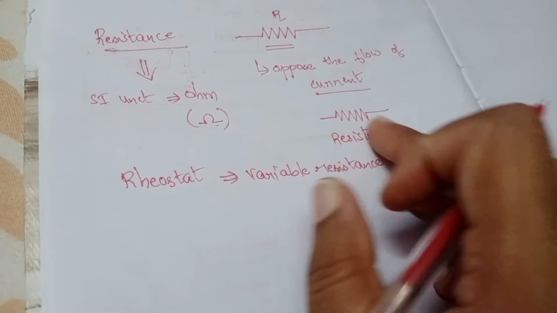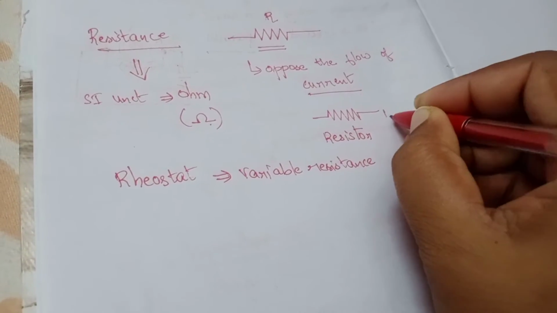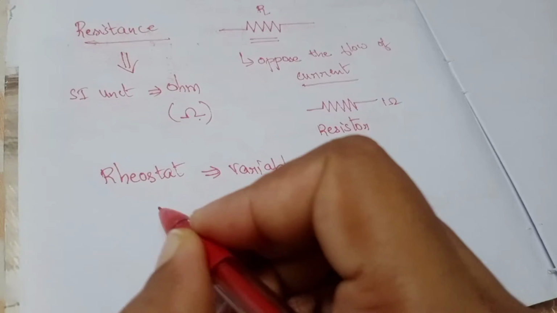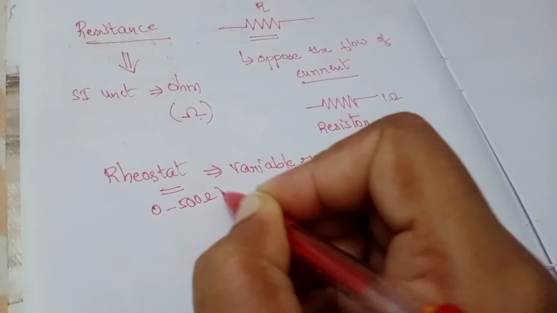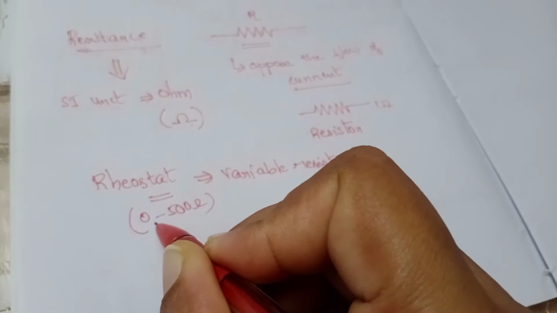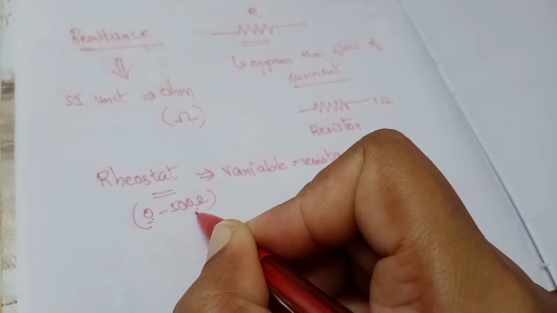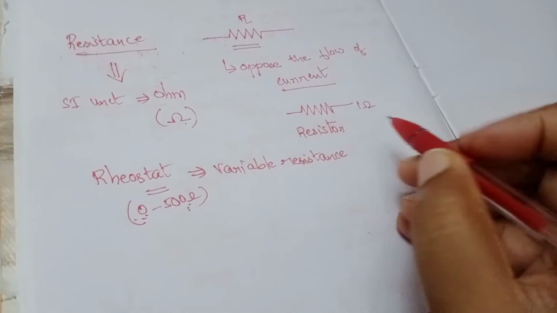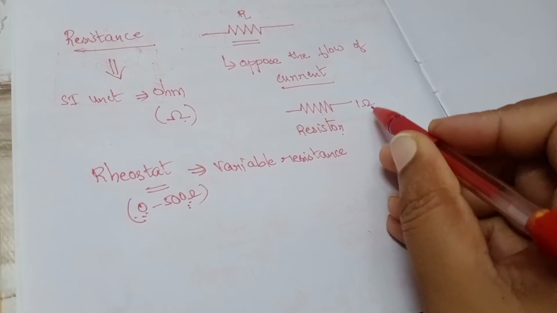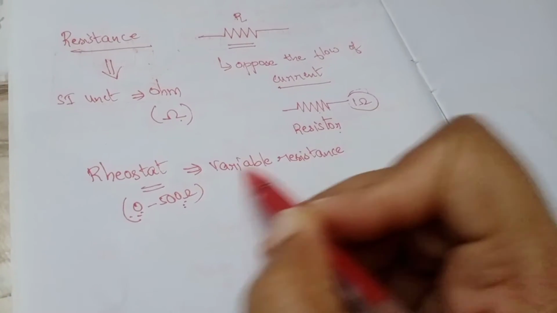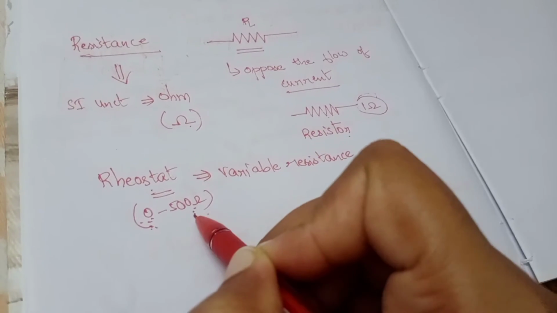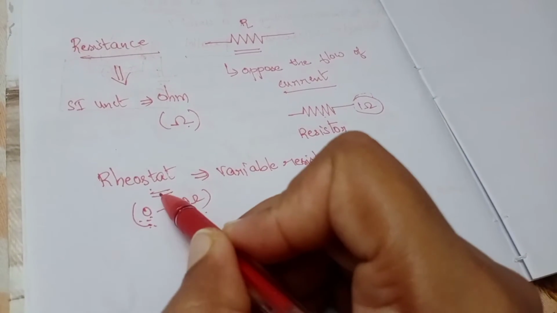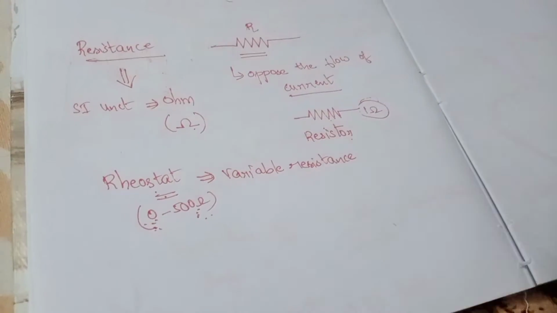If we consider a single resistor, for example, this is a 1 ohm resistor. If we consider a rheostat, we can say 0 to 500 ohm. That means we can vary the value of resistance between 0 and 500, the minimum and maximum positions. But when we are taking a resistor alone, the 1 ohm is a fixed value. When we are taking a rheostat, we can vary the value between the minimum and the maximum point. So this is a rheostat and this is a resistor.